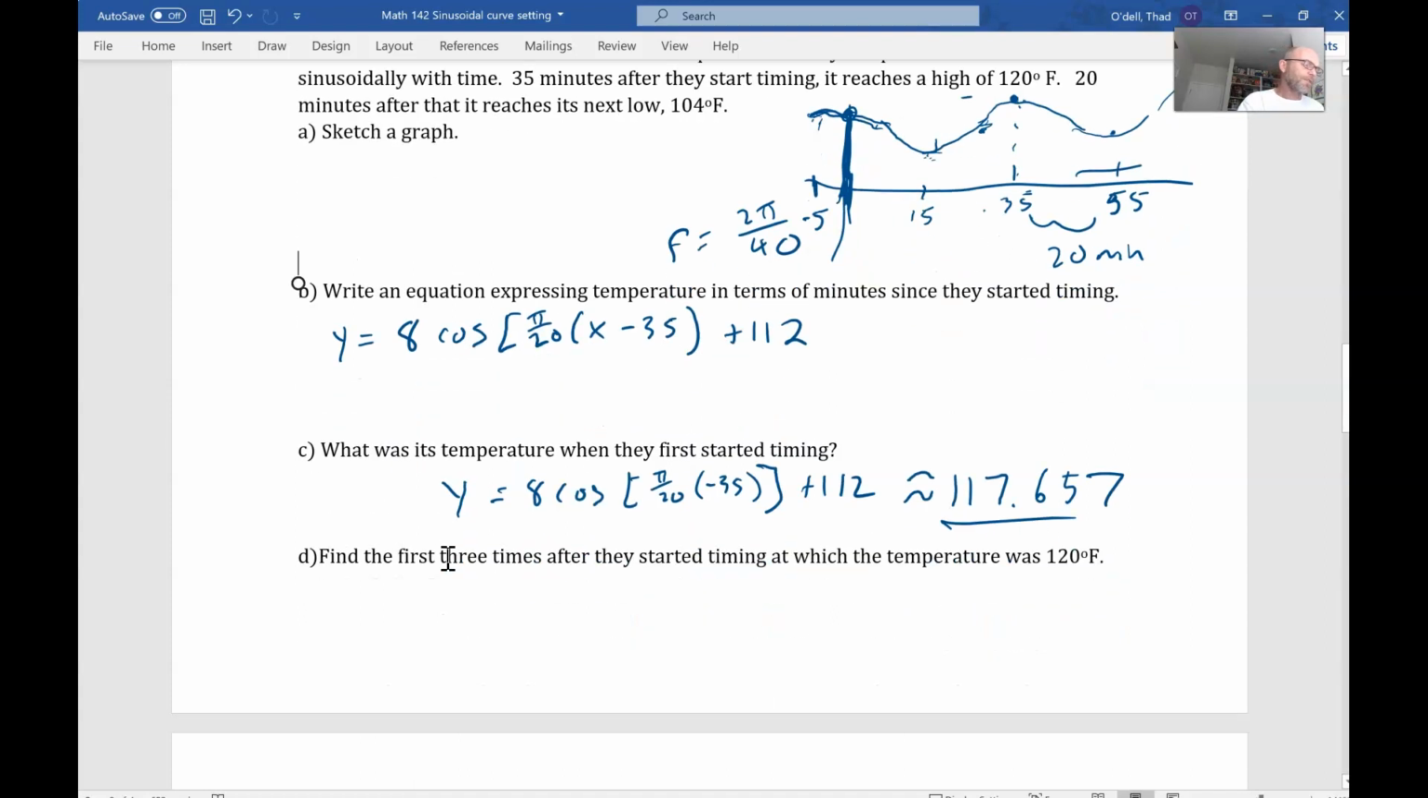Okay, part B says find the first 3 times after they started timing at which the temperature is 120 degrees. Well, this one's pretty easy because we know that 120 degrees is the top, the maximum. So we know the first one is at 35 minutes, and we know that the period is 40 minutes. So the next one is going to be 75 minutes, and then the next one after that is going to be 115 minutes. So all I'm doing is just adding 40 each time to get to the next one. Okay?